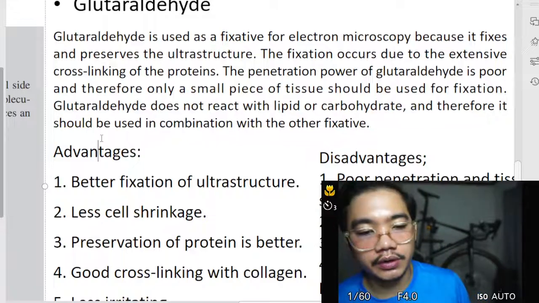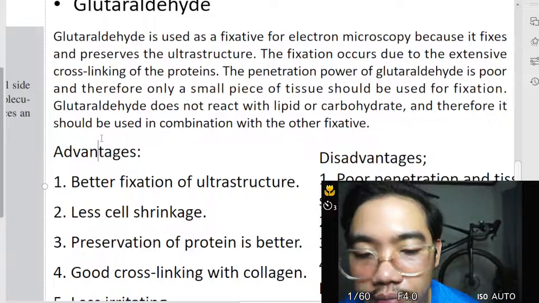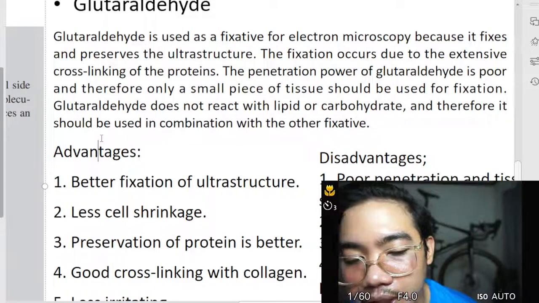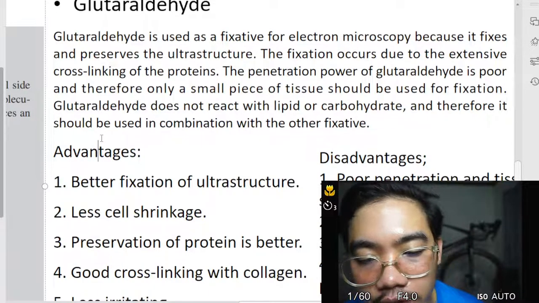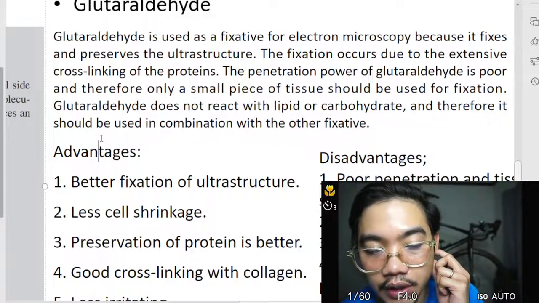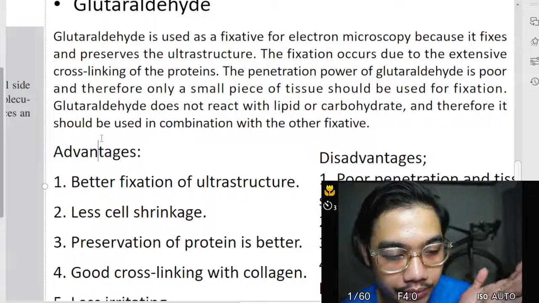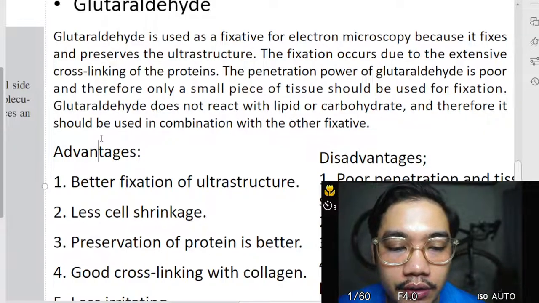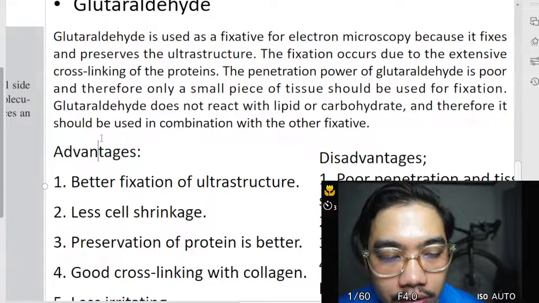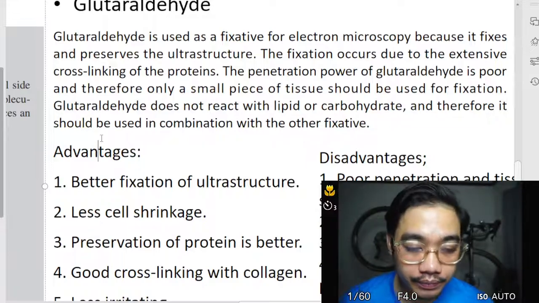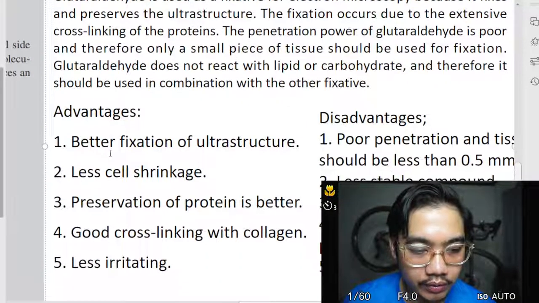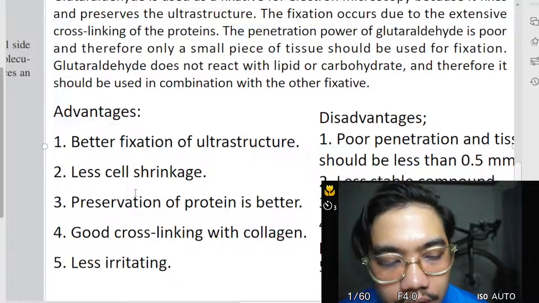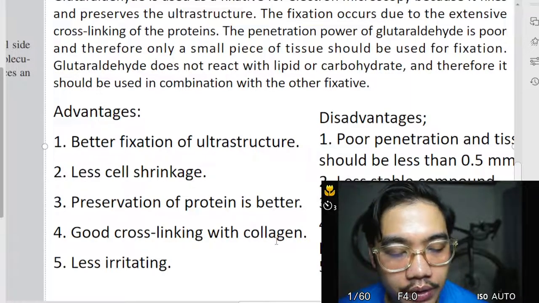Good to go. Glutaraldehyde is used as a fixative for electron microscopy because it fixes and preserves the ultrastructure, no? Same as your formalin, the fixation occurs due to extensive cross-linking of proteins. Penetration power of glutaraldehyde is poor and therefore only small amounts of tissue can be used. However, it does not react with lipid or carbohydrate, so it should always be used in combination with other fixatives, no? Advantages: better fixation of the ultrastructure, less cell shrinkage, preservation of protein is better.